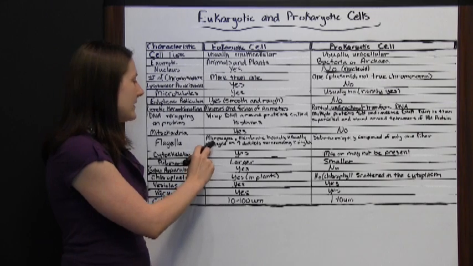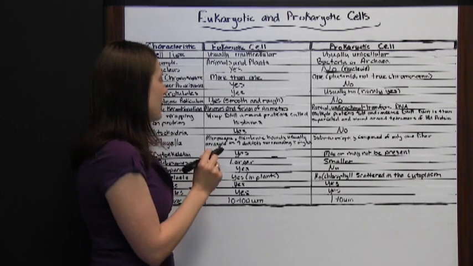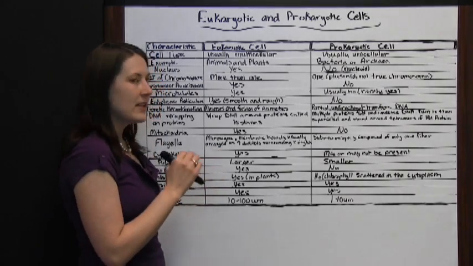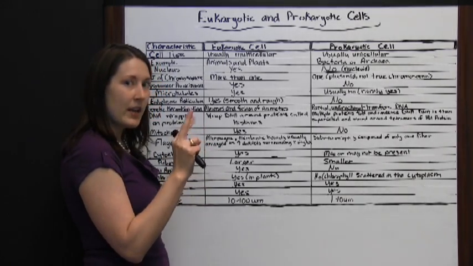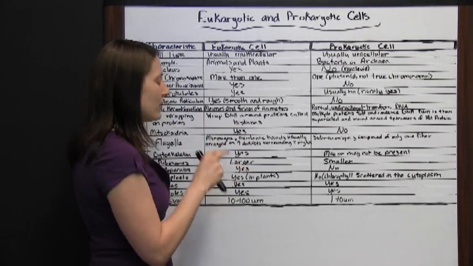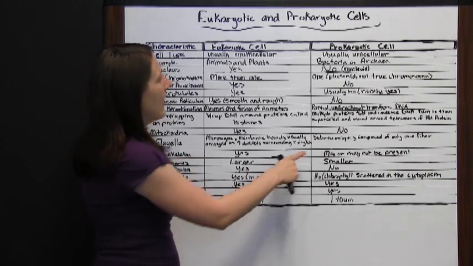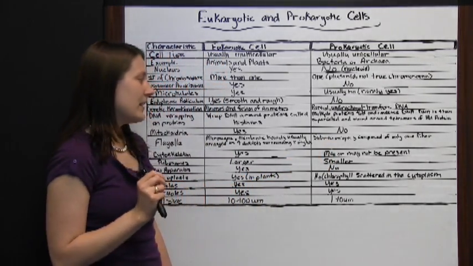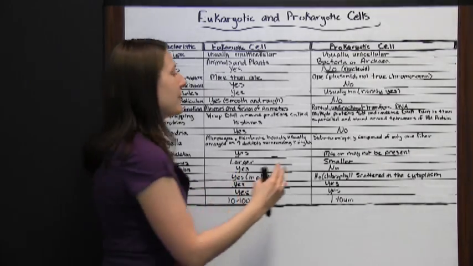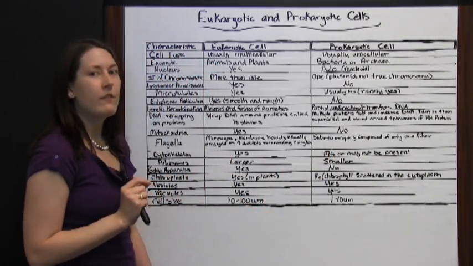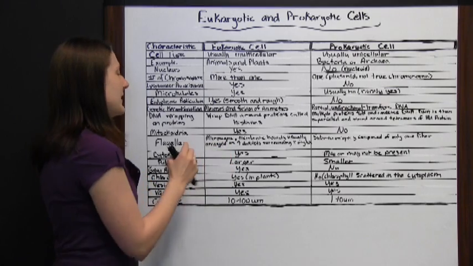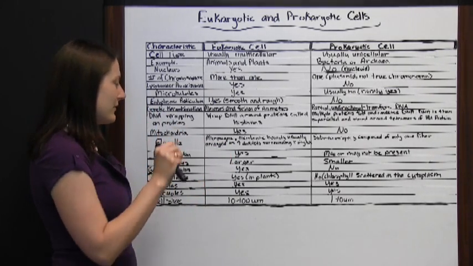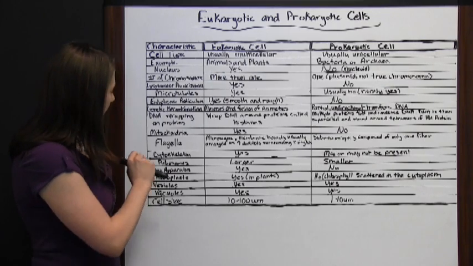Flagella. These are microscopic on eukaryotic cells. They're membrane bound, and they are usually arranged as 9 doublets, so 9 little pairs of fibers surrounding 2 singlets. On prokaryotic cells, they are submicroscopic, so even with a normal microscope you wouldn't be able to see them, and they're composed of only one fiber, where this one has 9 sets of little fibers surrounding 2 singlets.